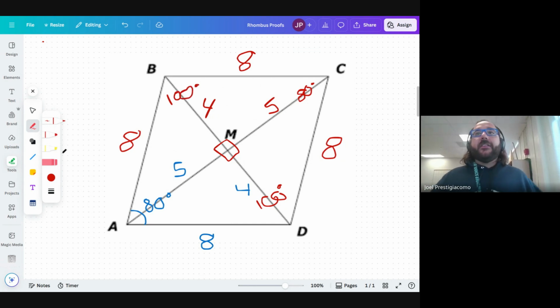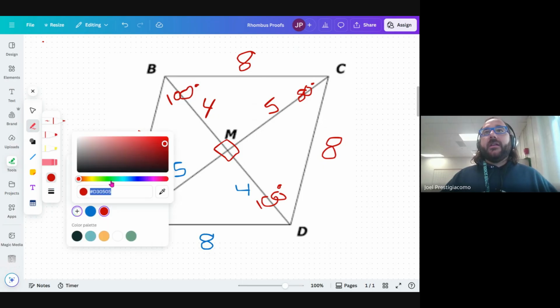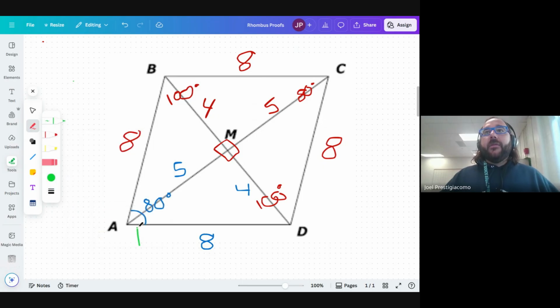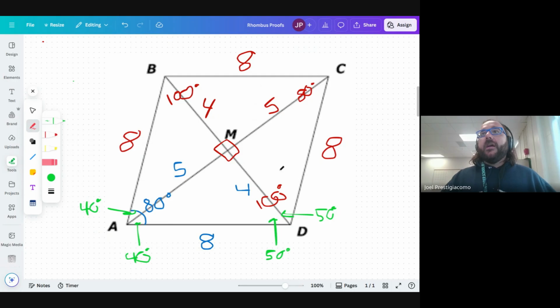But on top of this also, and I'm going to do this in a different color, I know that the halves, like these little bisected angles, are going to be half of the regular size, the overall size. So those are 40s. These are 50-degree angles, and so on. And I can copy this around, okay?